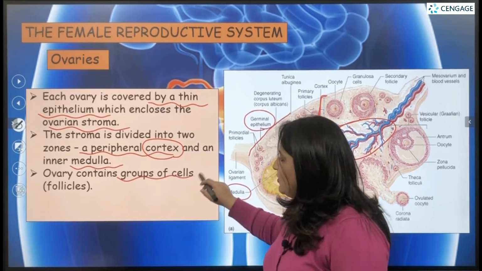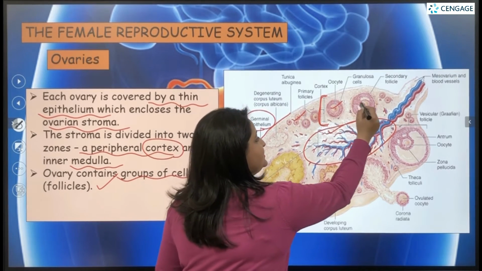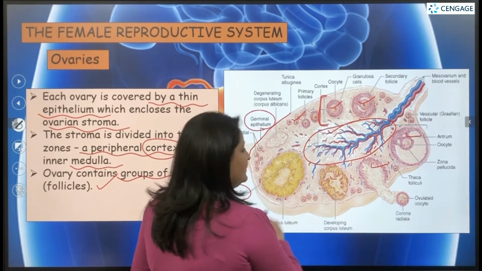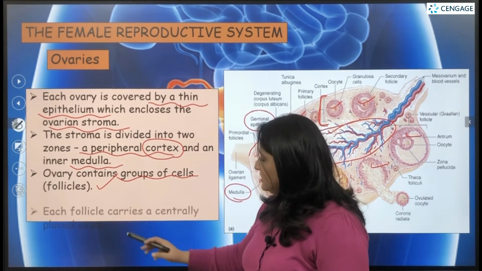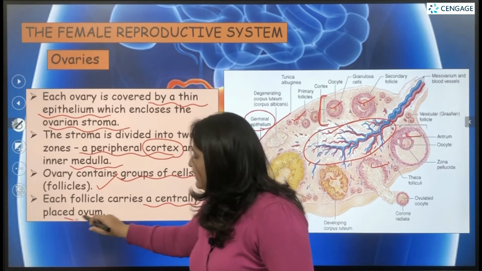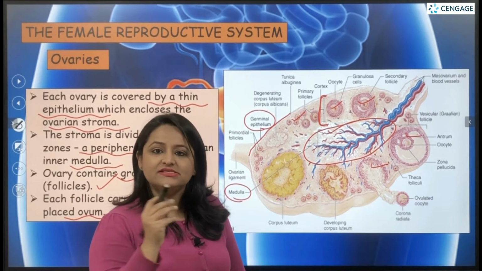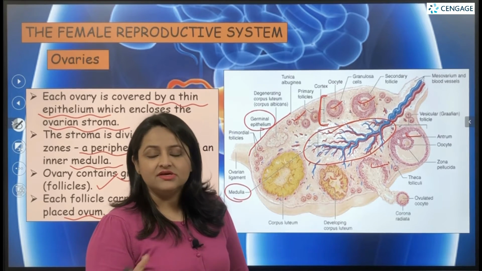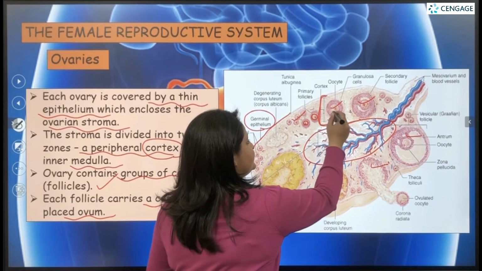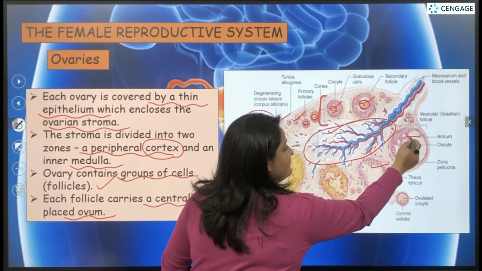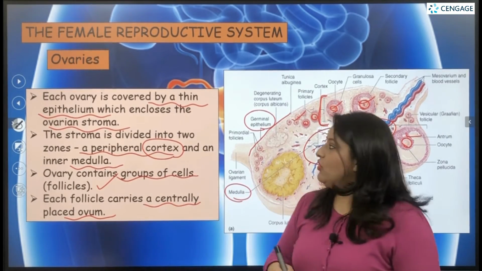The ovary contains groups of cells which are known as follicles. We can see over here, these are the various stages in which the follicles are developing. All of these are the follicles, and inside each follicle is a centrally placed ovum, that is the female gamete. So every follicle has a developing oocyte, that is the developing ovum. We can see over here, this is the ovum, and they are in various developmental stages. So this is the structure of the ovaries.